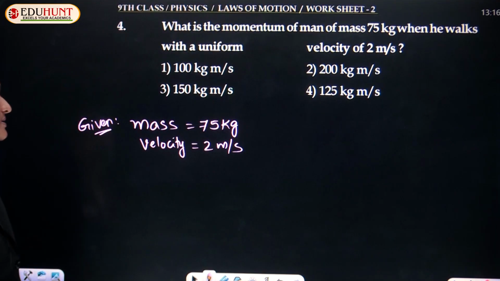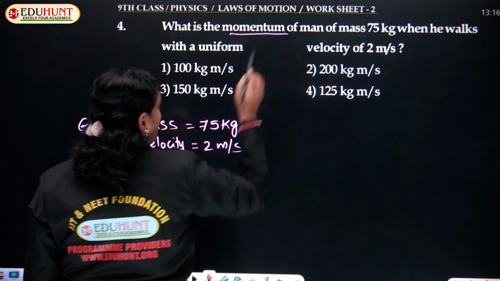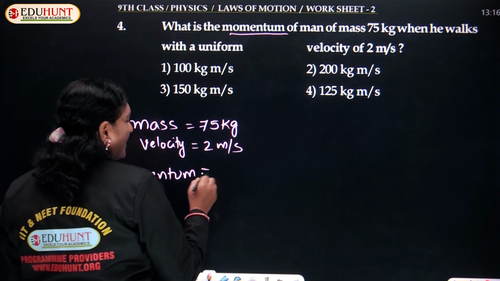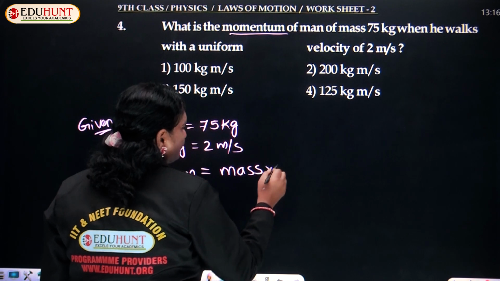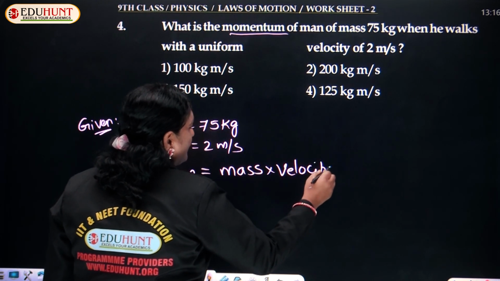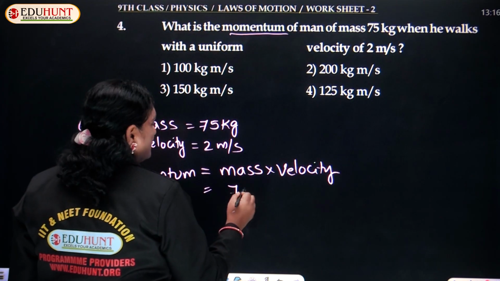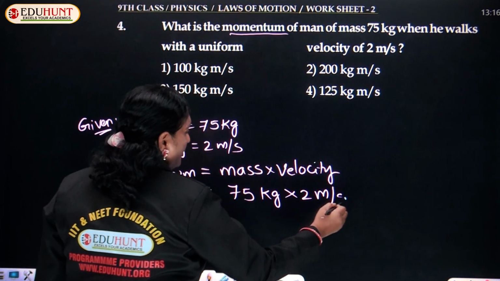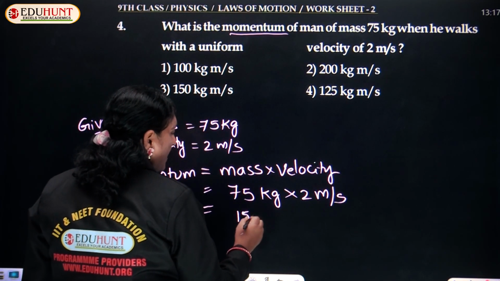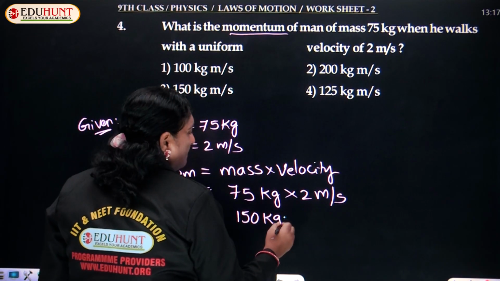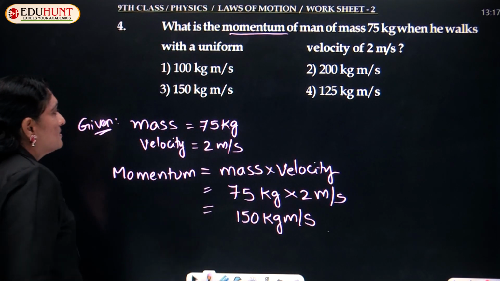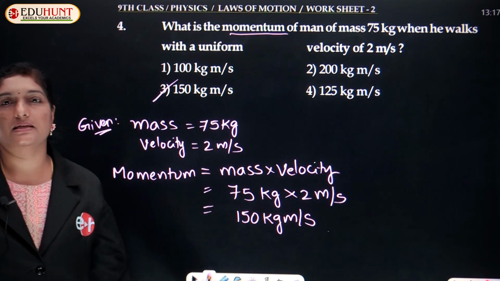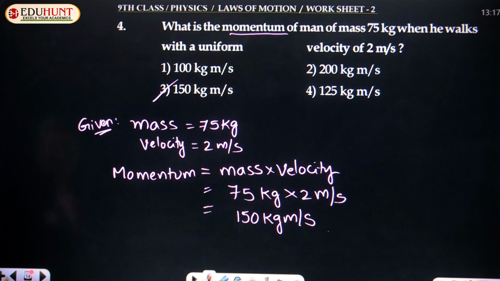So, mass is given and velocity is given. And you are asked to find out the momentum of the man. So, momentum of the man is nothing but the product of mass and velocity. Substituting the values, the value of mass is given as 75 kg and velocity is given as 2 meter per second. So, 75 times 2 is 150 kg meter per second. So, the correct option must be option 3, that is 150 kg meter per second.